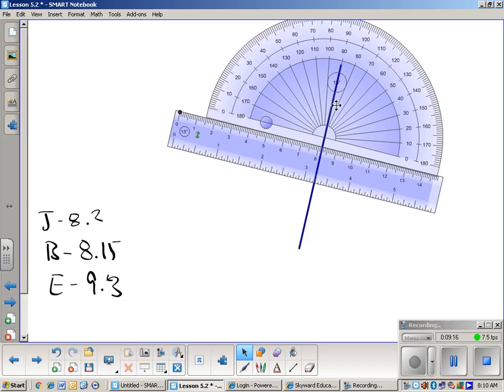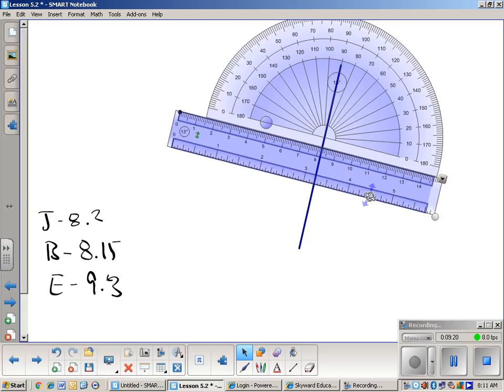And so, if I put that on there, well, before it wiggled at the end, would you agree that it was pretty close to perpendicular? And so, what is our distance there? I get 8.2.